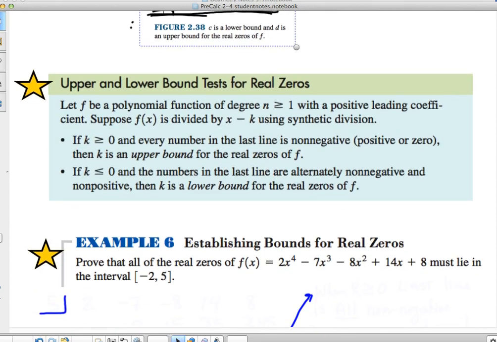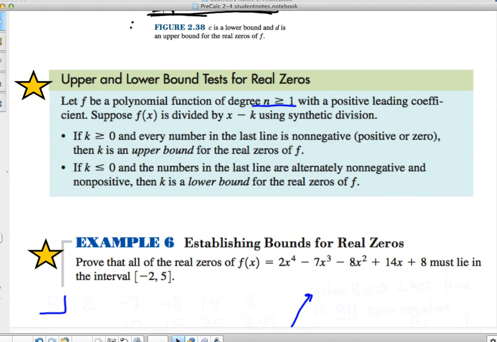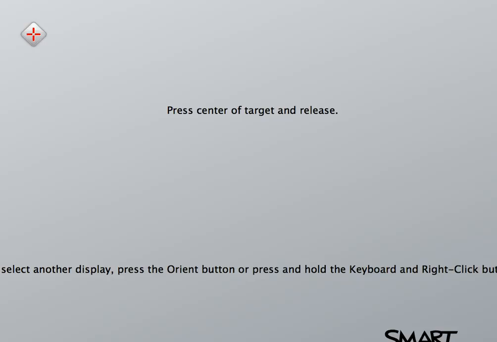Let f be a polynomial function of degree n, where n has to be greater than 1. And let me fix my board as we're getting this because it's misbehaving again.